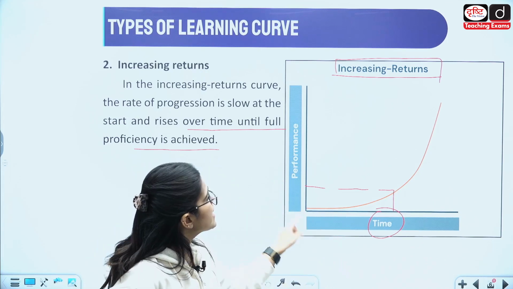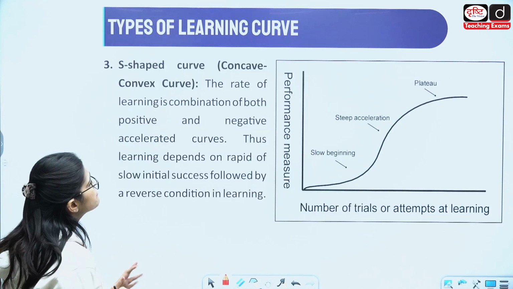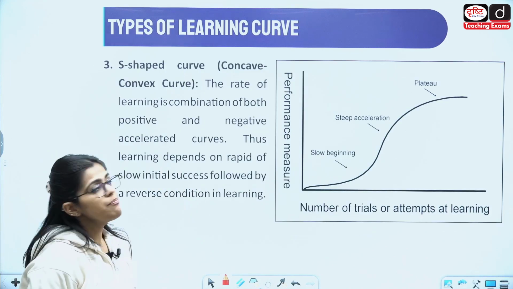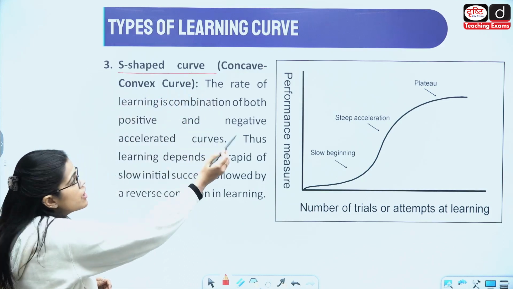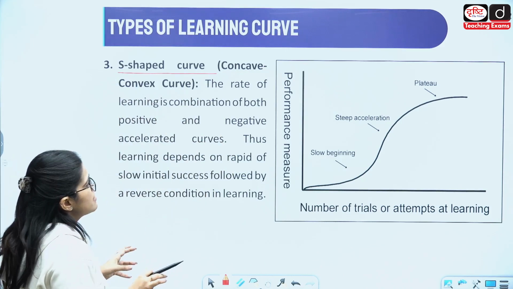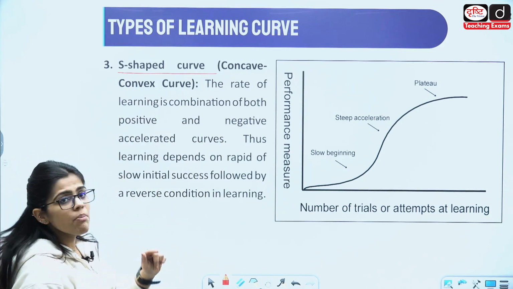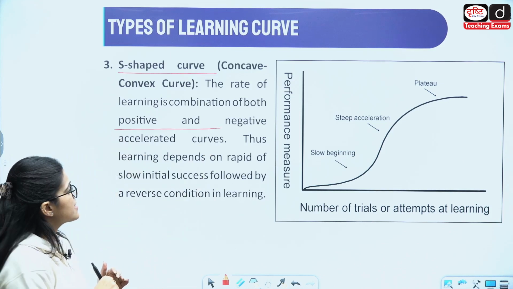It is the concave curve that is there in front of you. Then we have the last but not the least, the S type of graph. So it is an S-shaped graph, S-shaped curve, which has the mixture of both concave and convex curves. The rate of the learning is the combination of both the positive as well as the negative accelerated curves.